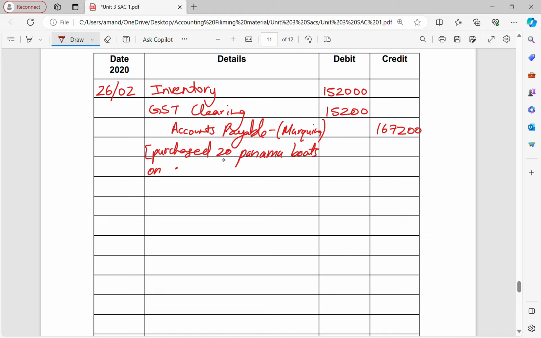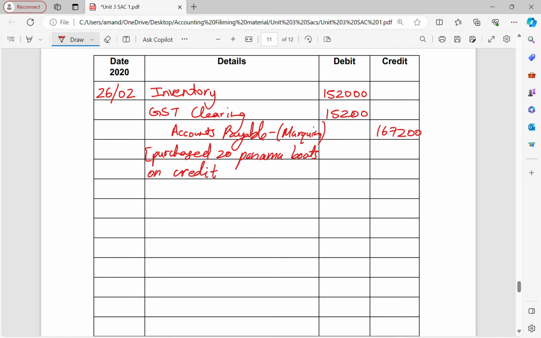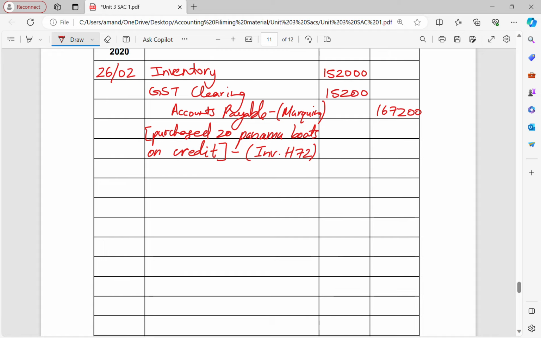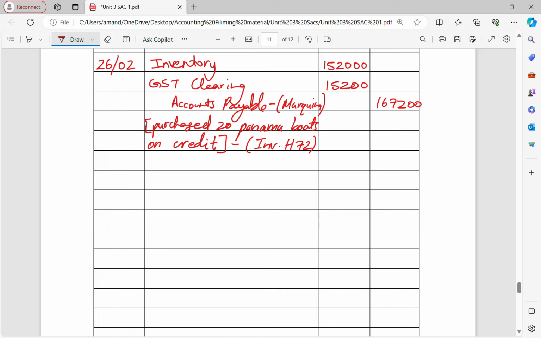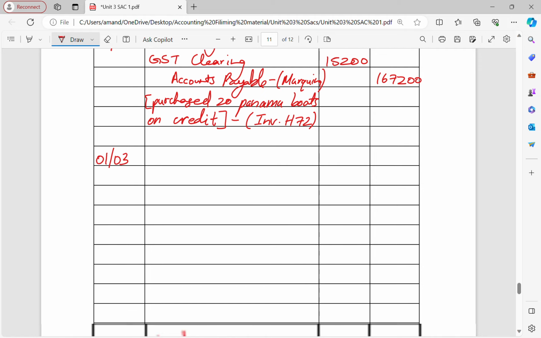And your narrations don't really matter as long as you have one. Purchase 20 Panama boats on credit. Note this is on credit, so there's going to be credit terms. And then I'm just going to put in the source document because that's the most important part of that. Okay, next one now.